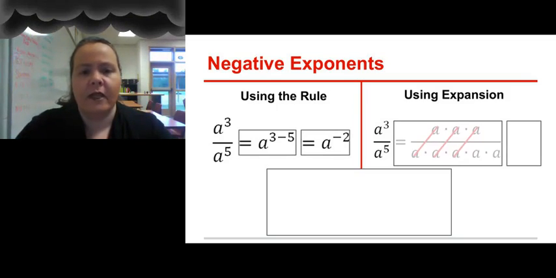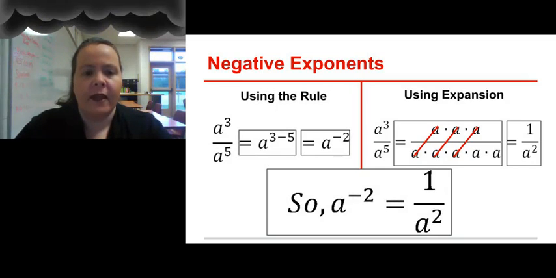And if we look at the side using expansion, we can see that we have a multiplied 3 times in the numerator and a multiplied 5 times in the denominator. So now when we cancel those pairs out, we're left with a's in the denominator, where we have been being left with them in the numerator. And when that happens, then we have a 1 in the numerator, and we can recombine our a's because we have a multiplied 2 times left down there. So we have a squared in the denominator. So now we can see that a to the negative 2 is equal to 1 over a squared. And that'll lead us to our more general rule on our next slide.